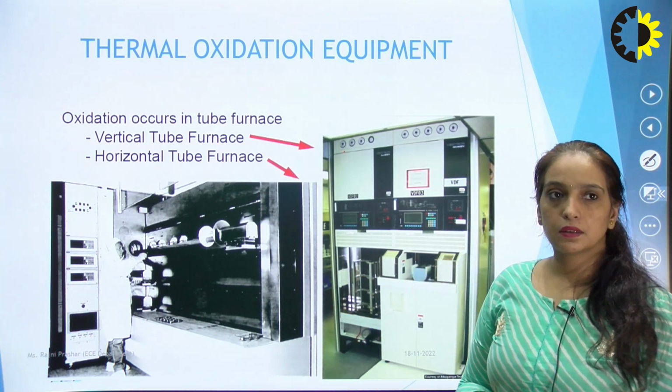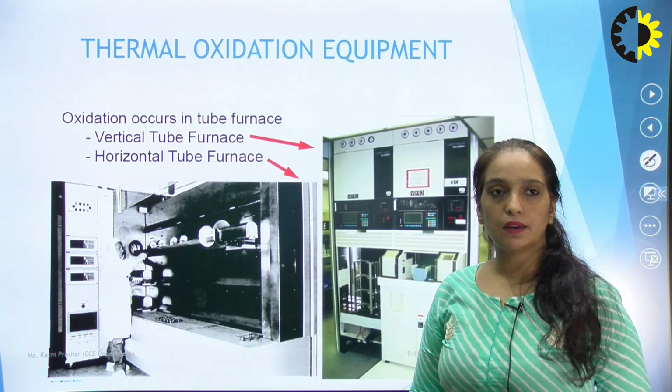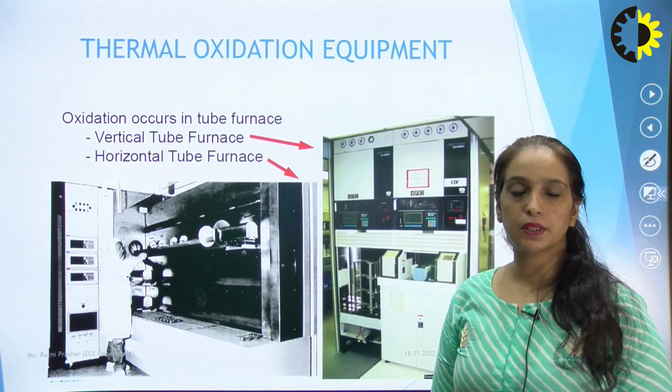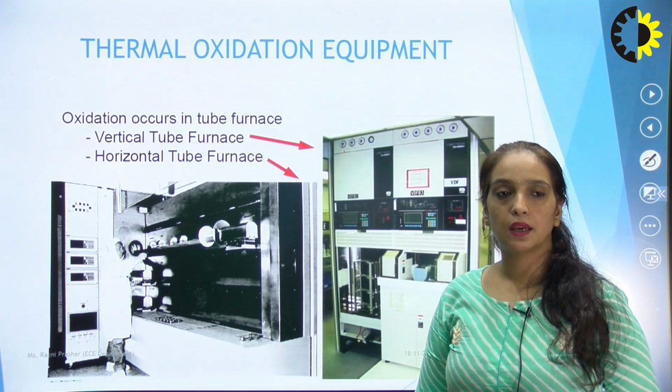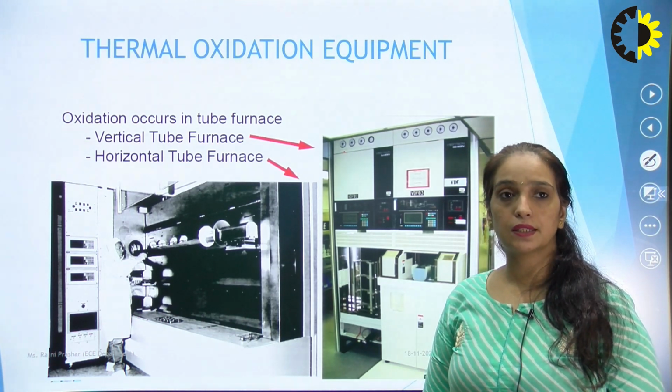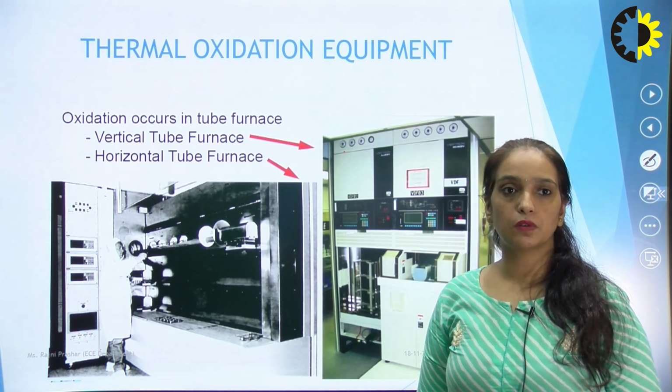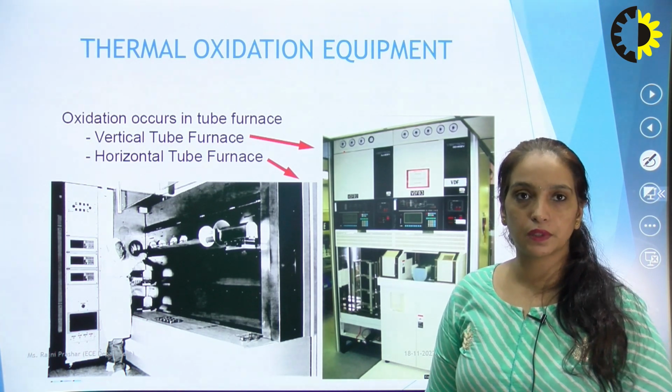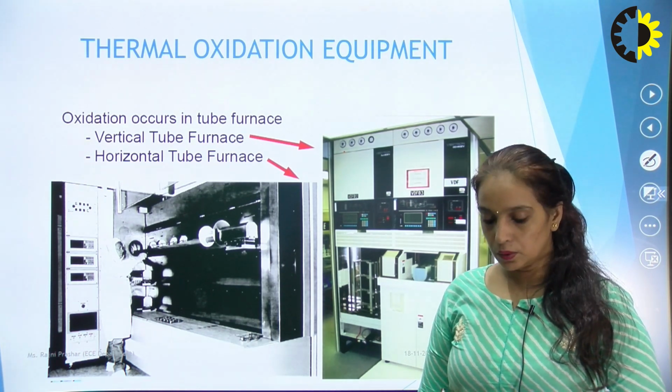So by this we have completed the oxidation process. We have seen how many reaction chambers are used, how the reactions take place inside those chambers, what the properties of silicon dioxide are and what the need for silicon dioxide is, right? So thank you so much.